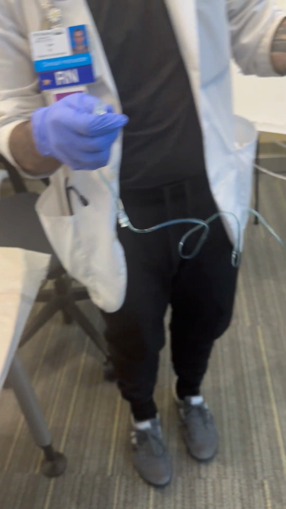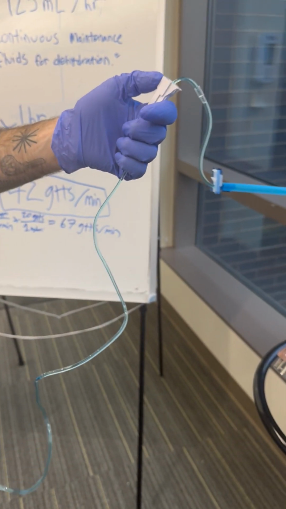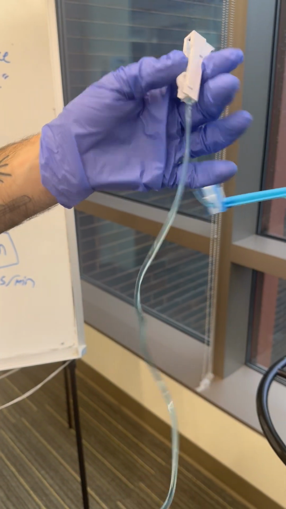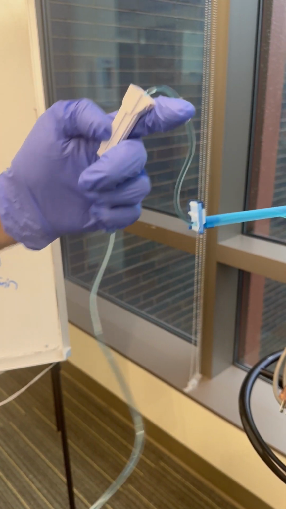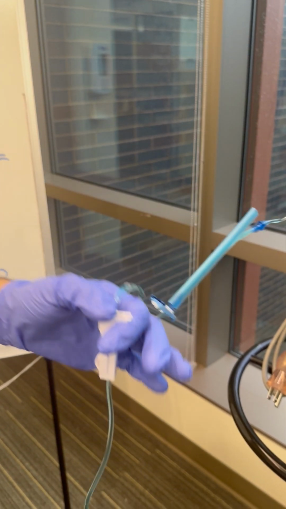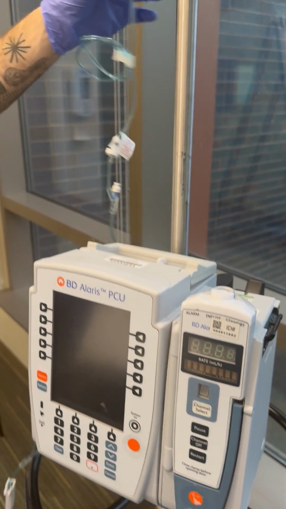Do the opposite. Roll it down, clamp it. So that's how the roller clamp works. When it's down, it's clamped. When it's up, it's open. So you want to do that before you spike your bag. Good teaching over there.